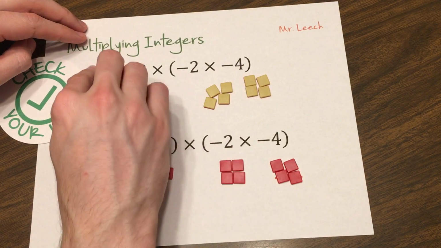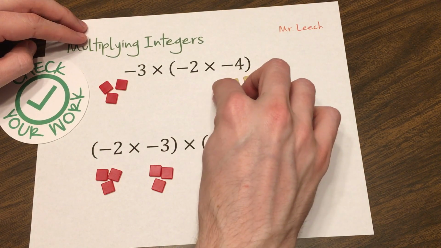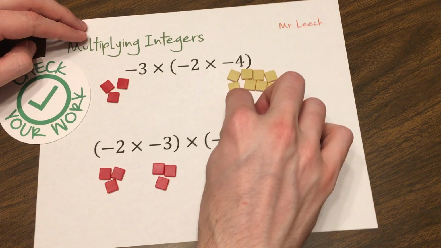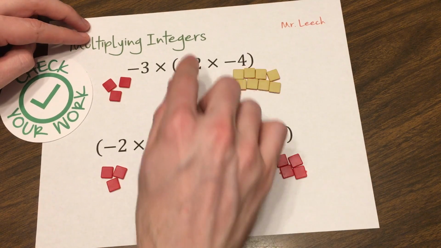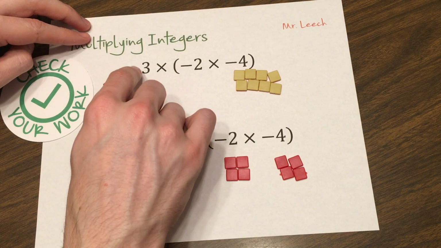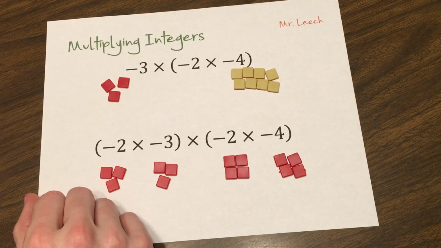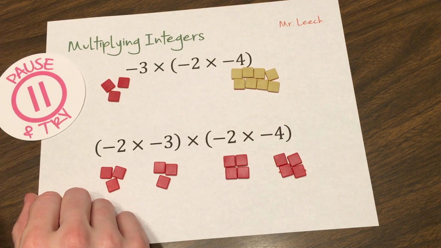This 8 is getting multiplied by this -3. So what I'm going to do is I'm going to take a group of 8, and I'm going to have 3 groups of 8. But don't forget about the negative, so I'll come back in just a second. So go ahead and pause and see if you can finish this up.